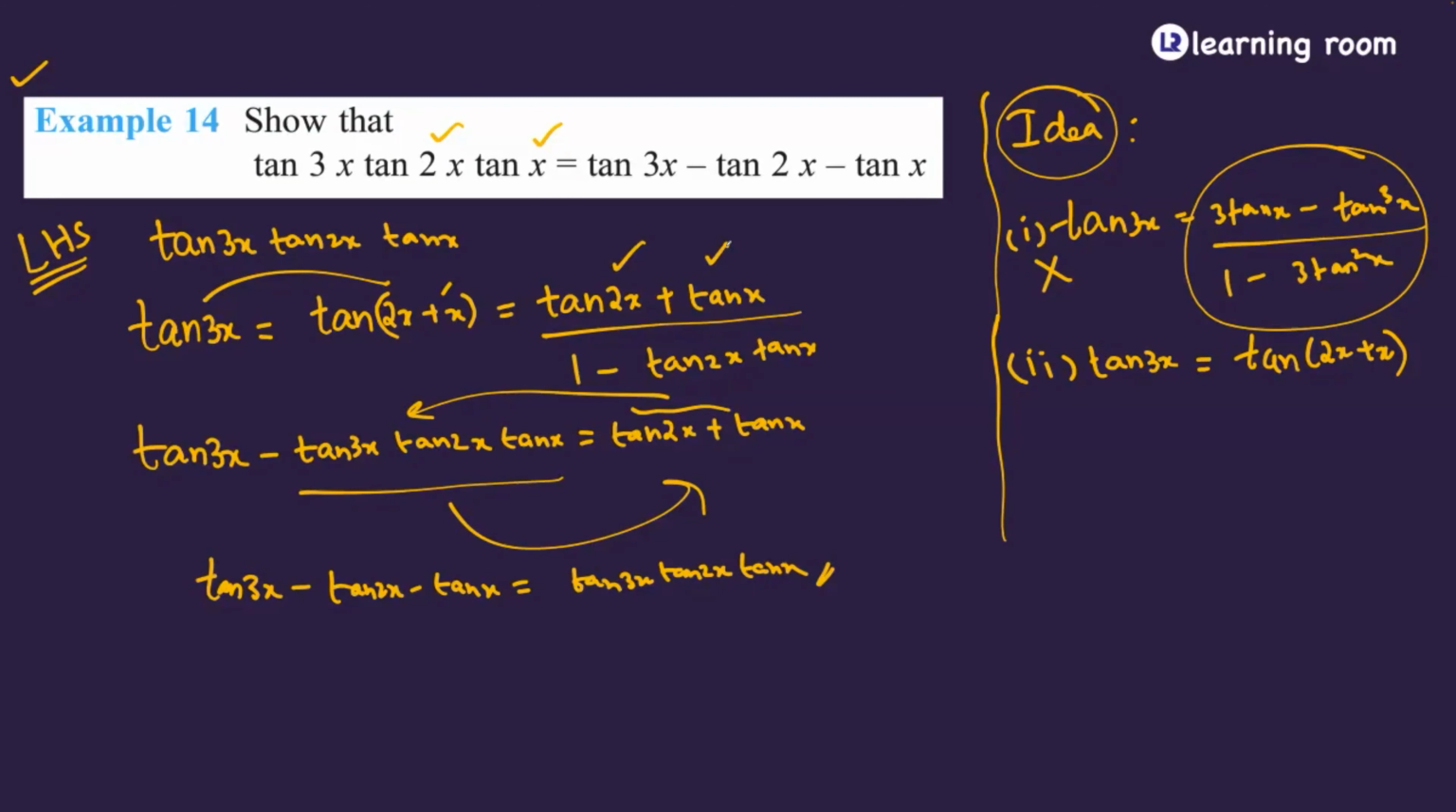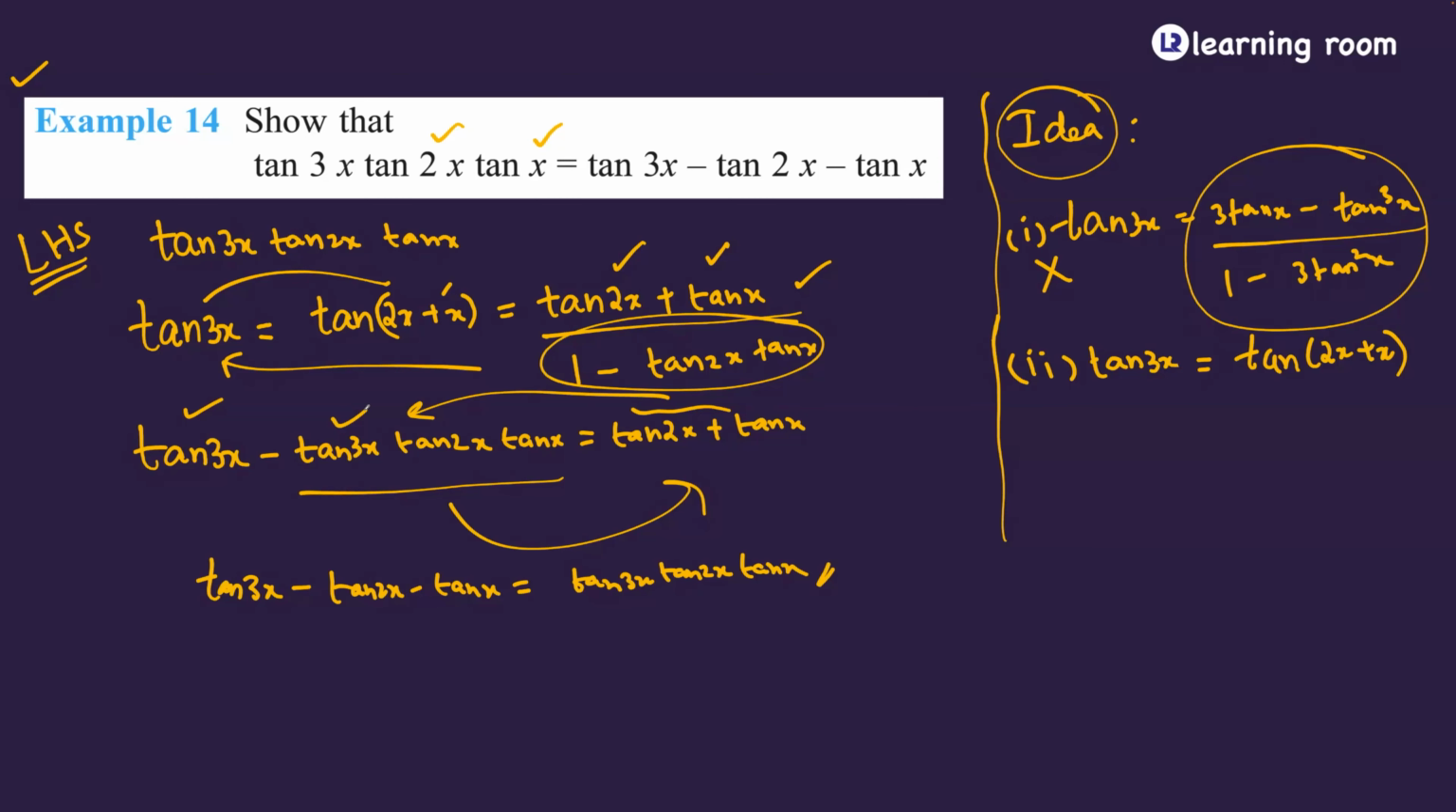Now take the denominator to the other side and multiply it with tan 3x. Leave the numerator as it is. Then you will get tan 3x into 1 is tan 3x, and tan 3x into tan 2x into tan x is this term, is equal to tan 2x plus tan x. Is that point clear? Yes, sir. Then rearrange it: take the minus term to the other side, take the positive terms to the left-hand side, and you will get the required equation.